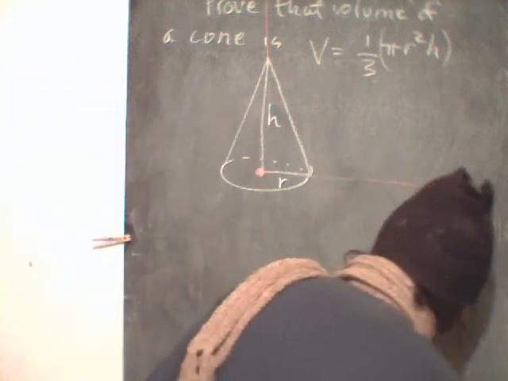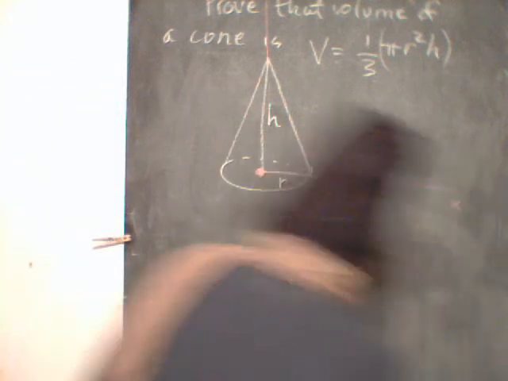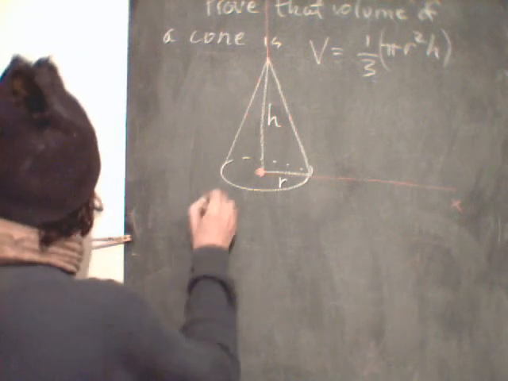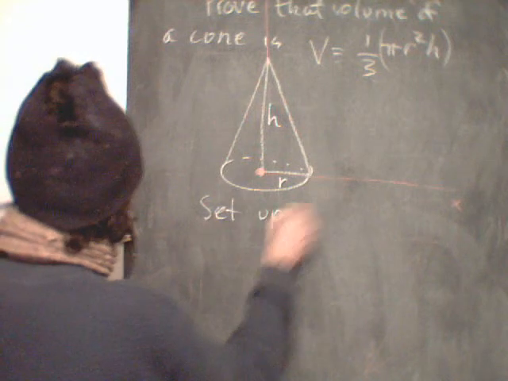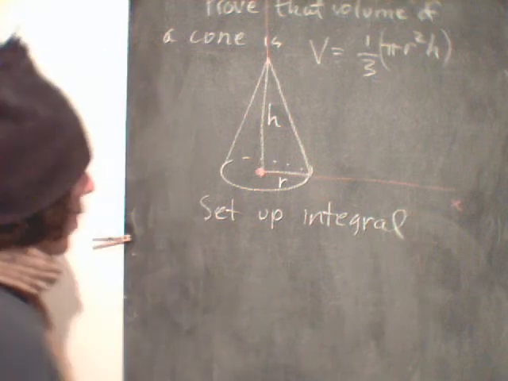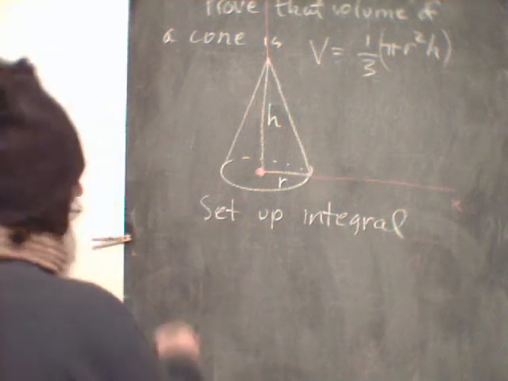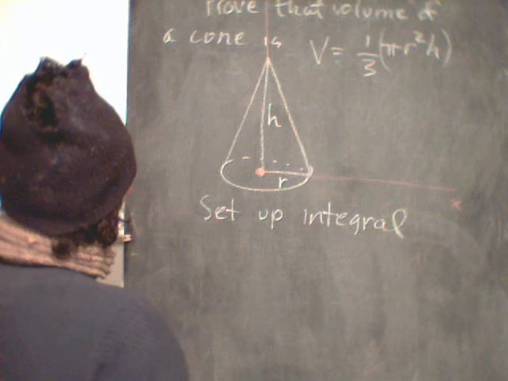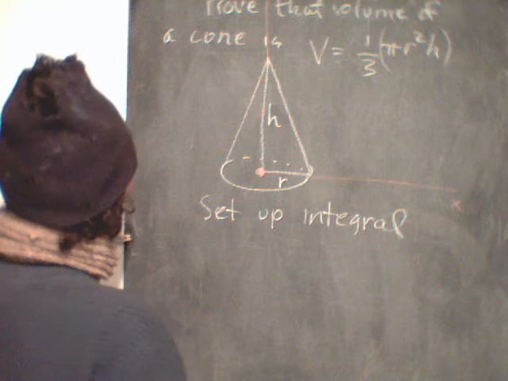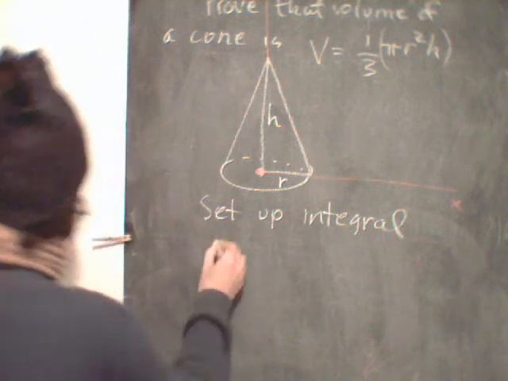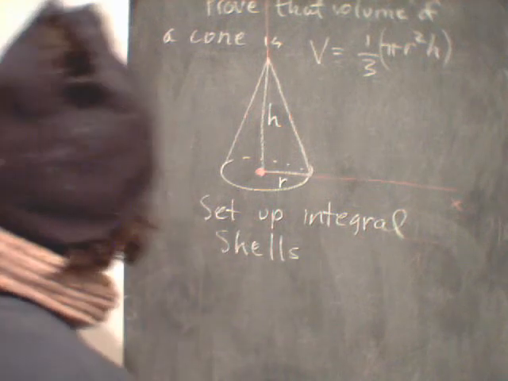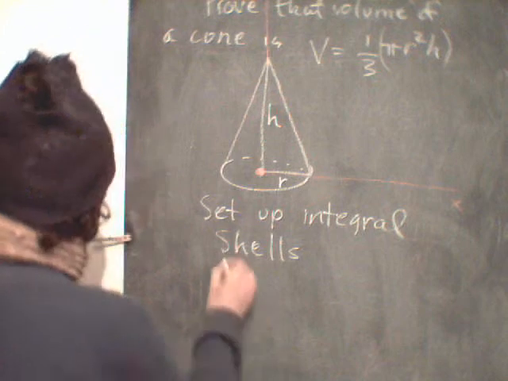What we really want to do is set up an integral. How are we going to do it? Are we going to use shells or what? That's the question. I think the method of shells could work here. But what would the other method be? Well, it could be washers.